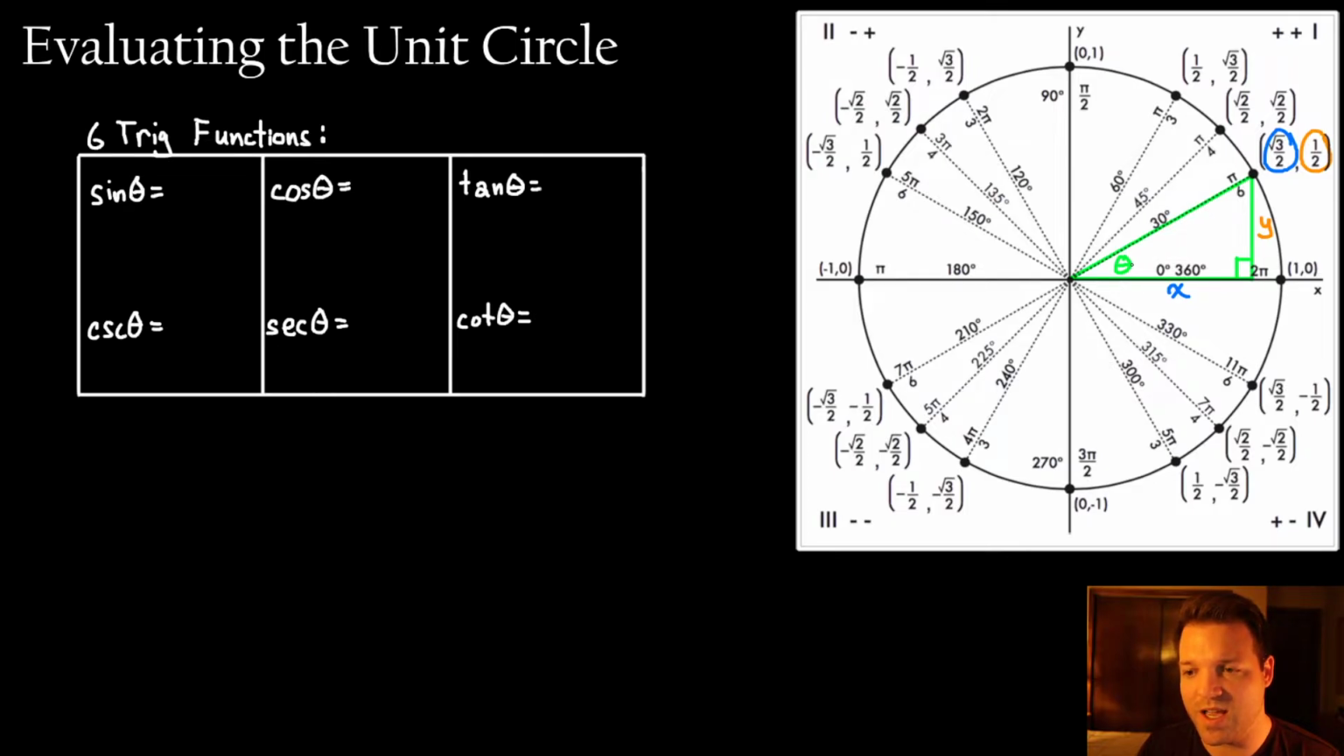But anyway, the sine is the opposite. So we're going to go opposite of theta, which is y, divided by the hypotenuse. And the hypotenuse for every one of these right triangles is going to be 1. So in this case, the sine of theta is equal to y divided by 1. So I'm just going to write that, instead of y over 1, as just y.